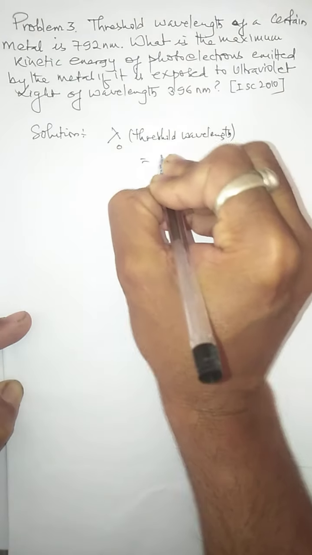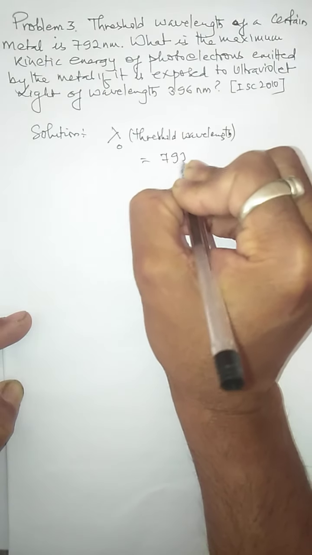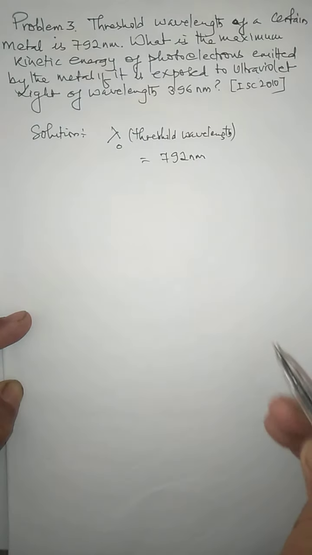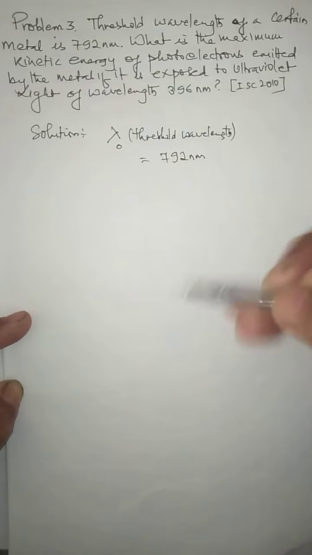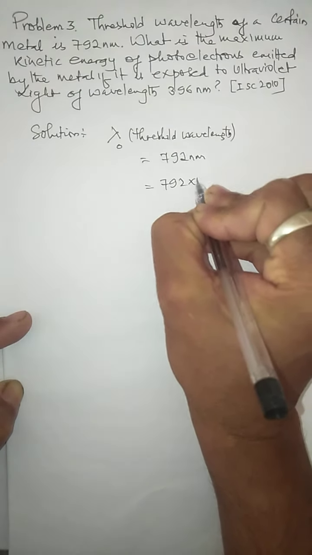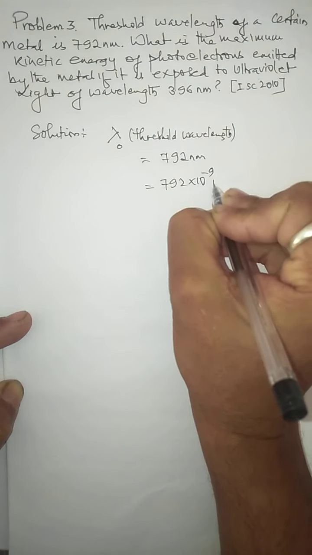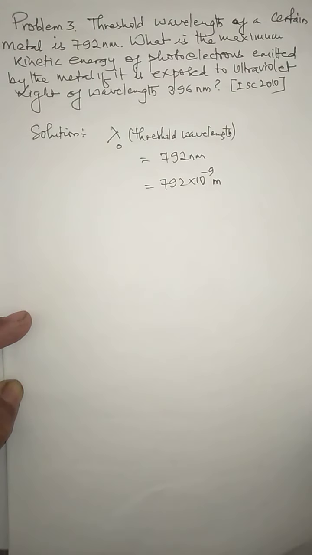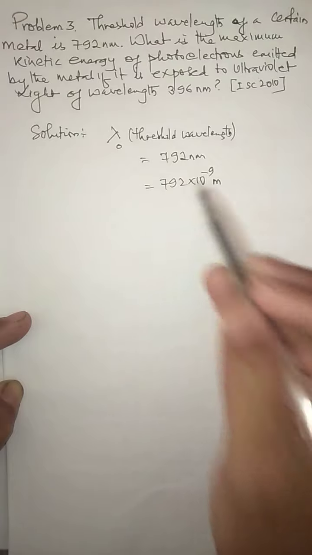Now the value of the threshold wavelength is given, that is 792 nanometer. Children, this is in nanometer, so I need to convert it into meter. We multiply by 10 to the minus 9, because nano means 10 to the minus 9. So this is the threshold wavelength.